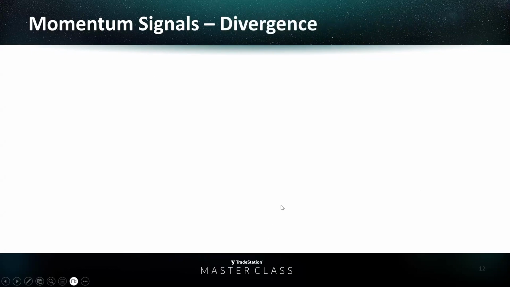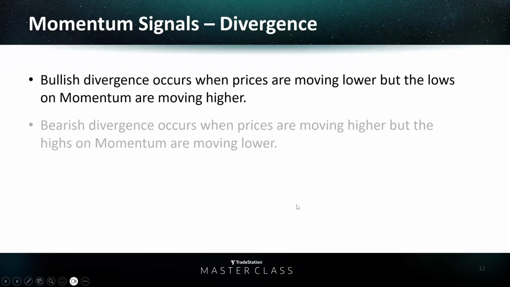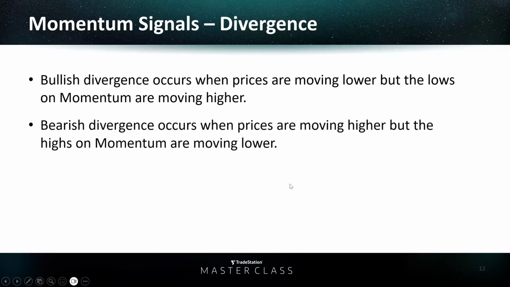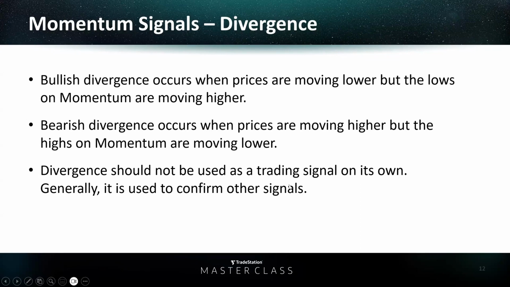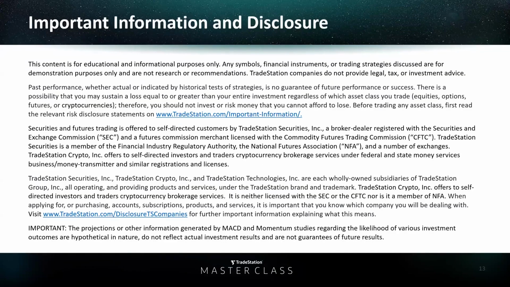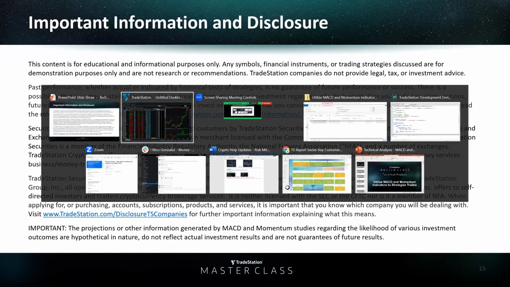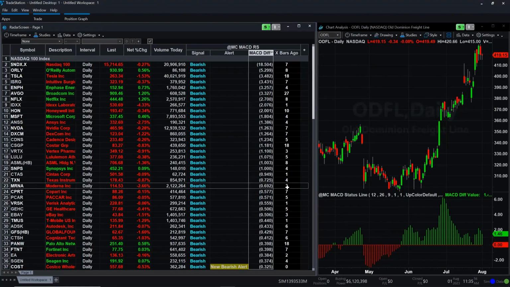And of course, divergence. We talked about divergences on MACD. They also happen on momentum. When momentum is telling you that the prices may be heading in a certain direction and the price activity does not go along with that signal, you may be in front of a divergence, which is something that we should look at as well. So let me go over here to my TradeStation platform and show you that momentum study that we are talking about.